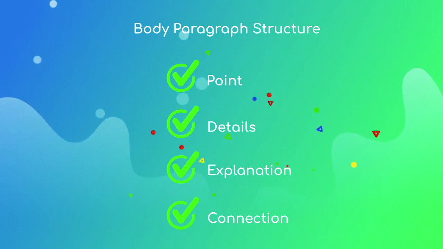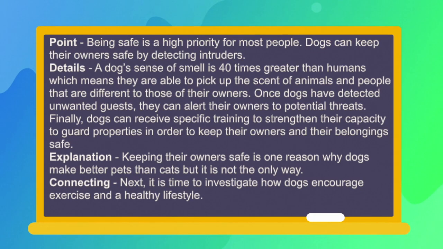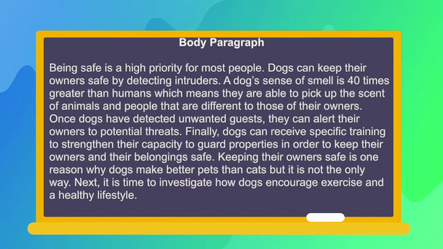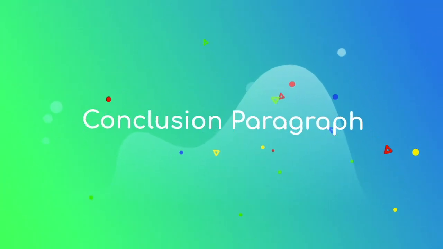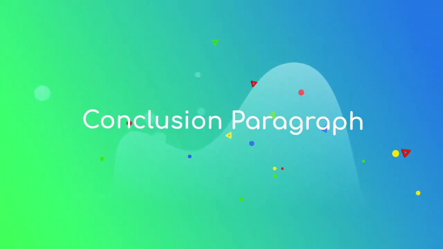Let's look at an example. In this example of a body paragraph, we can see that it starts with one of the arguments, followed by the details that support that argument. Finally, there is an explanation that links to the original author's position, and then a connecting sentence which links to the next argument. When we combine the sentences together, we see that this is a body paragraph that contains a complete argument that supports the author's position. Finally, the conclusion paragraph.